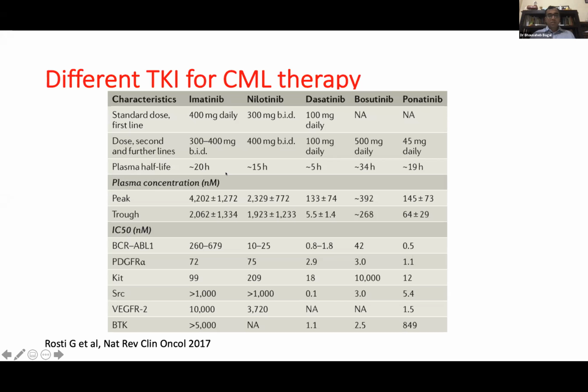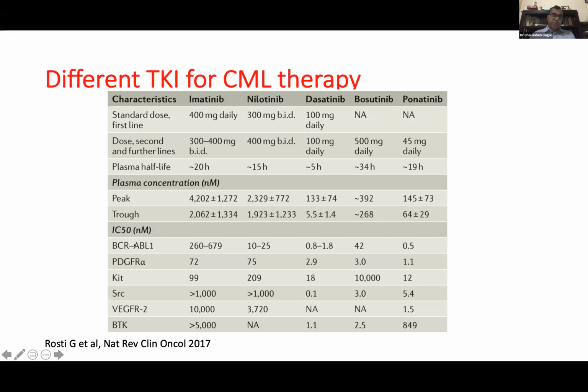As you can see, the IC50 of these drugs to inhibit BCR-ABL is different. So if you go from Imatinib to Nilotinib to Dasatinib, the IC50 goes on decreasing. So that speaks in terms of the potency of the drugs. Above that, you can see what we can achieve with the recommended dosing. So, well above the IC50, we could achieve the trough level of most of these drugs.